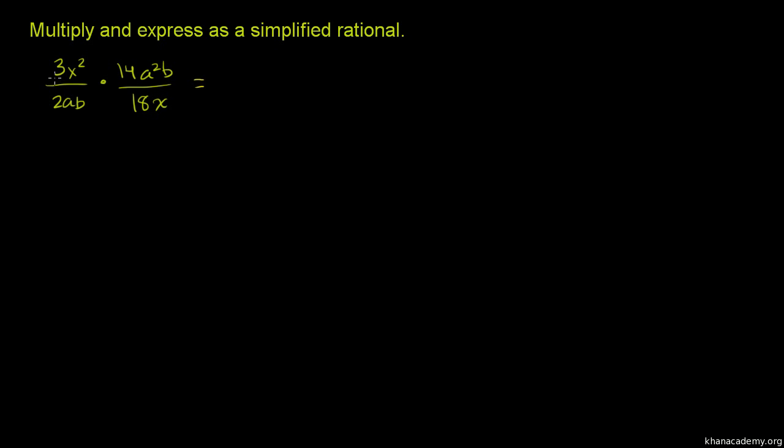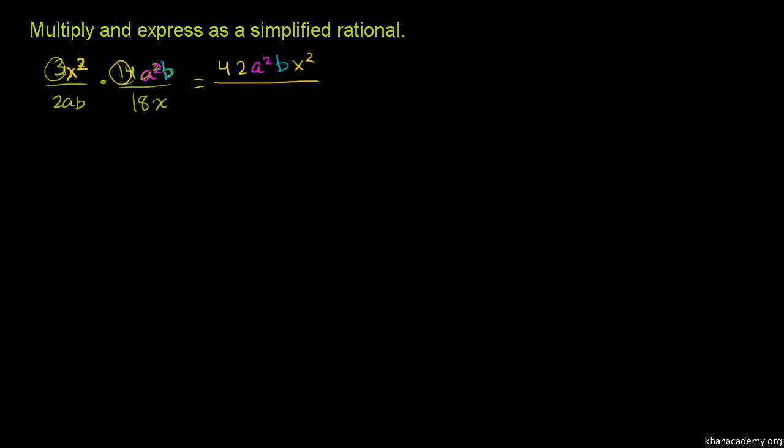So we can multiply the coefficients first. 3 times 14: 3 times 10 is 30, 3 times 4 is 12, which gives us 42. Then we have an a squared, 42a squared. Then we have a b. I'll write these in alphabetical order. And then we have an x squared. I just changed the order, but I multiplied all of these things in both numerators. So that's the numerators multiplied.